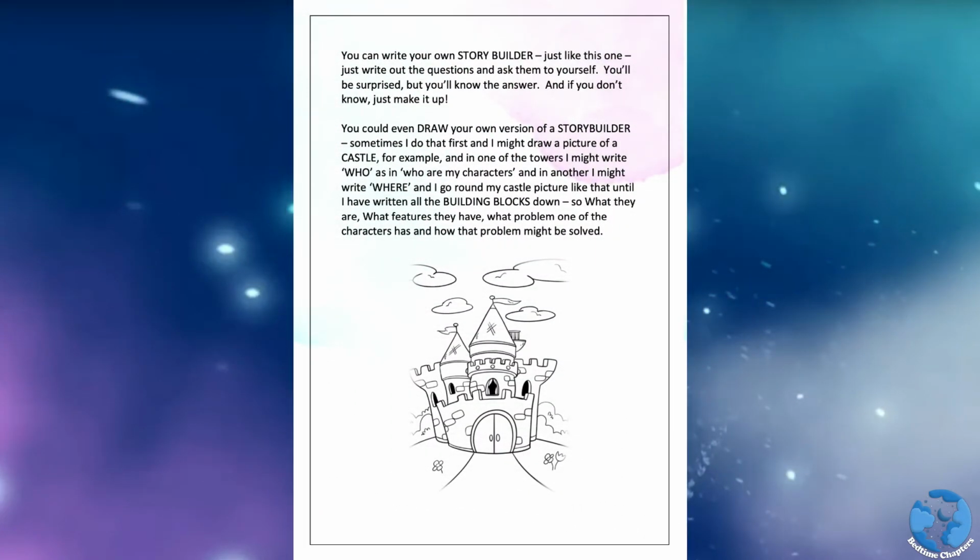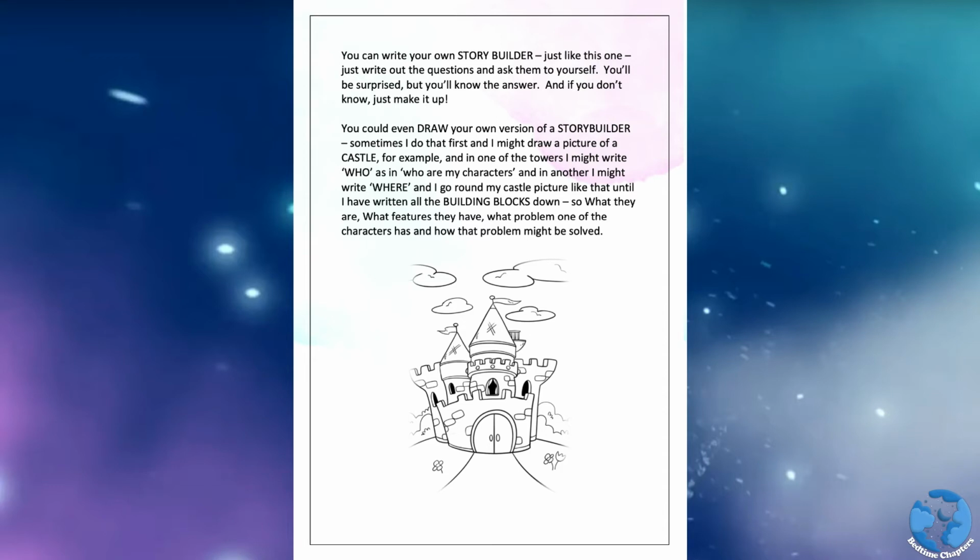You can write your own story builder, just like this one. Just write out the questions and ask them to yourself. You'll be surprised, but you'll know the answer. And if you don't know, just make it up. You could even draw your own version of a story builder. Sometimes I do that first, and I might draw a picture of a castle, for example.